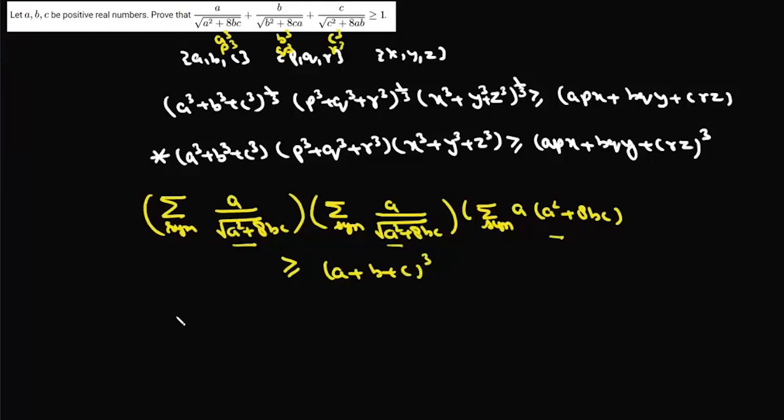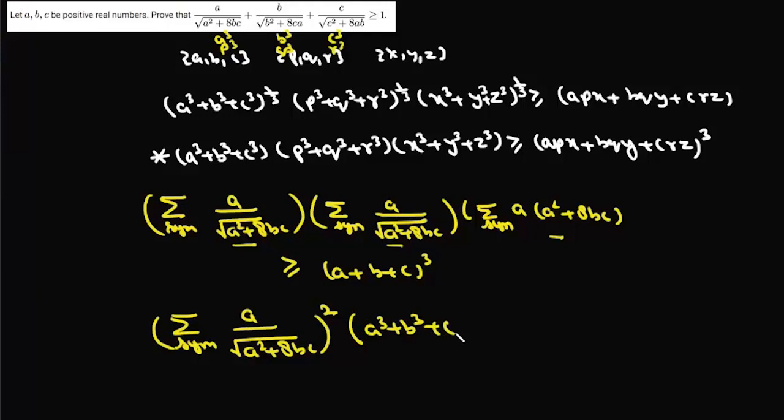So now we can write this symmetric sum of a upon under root of a square plus 8bc, whole square, into, now this symmetric sum will be a cube plus b cube plus c cube and 8abc plus 8abc plus 8abc, and that will be 24abc, will be greater than or equal to (a plus b plus c) whole cube. So we have written this using Holder's inequality.